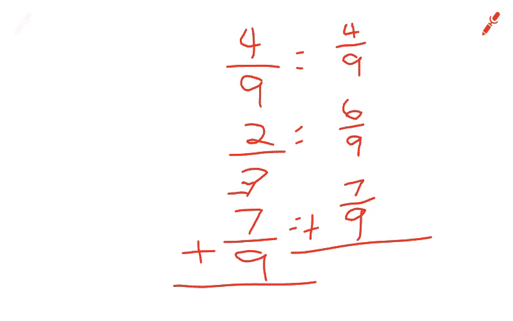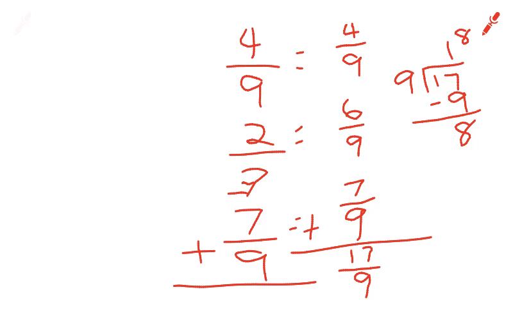Okay, we're going to add these up. Wait till I'm done. 4 plus 6 gives us 10, plus 7 more gives us 17. 17 over 9, we got a bigger number on top. That means we have an improper fraction. We got to ask ourselves, how many times does the 9 go into the 17? 9 goes into 17 one time. You're left with 8. 1 and 8 over 9. Your answer, 1 and 8 over 9.